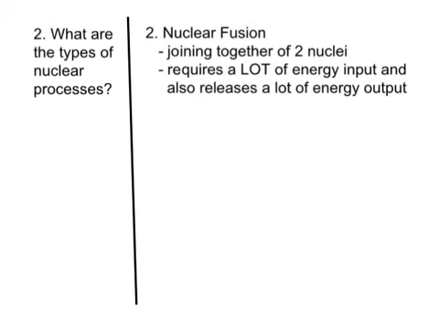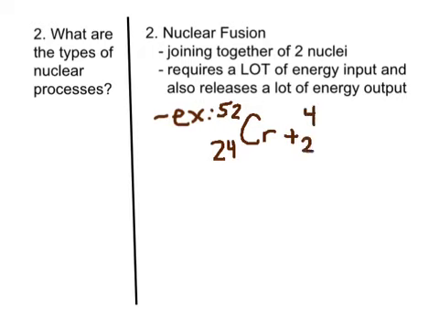So let's take a look at an example of nuclear fusion. One example we can do is the fusion of chromium. Cr, chromium-52 is his mass, and he's got 24 protons. And we're going to fuse him with a helium atom. Helium has 2 protons, 2 neutrons, so it's got a mass of 4.